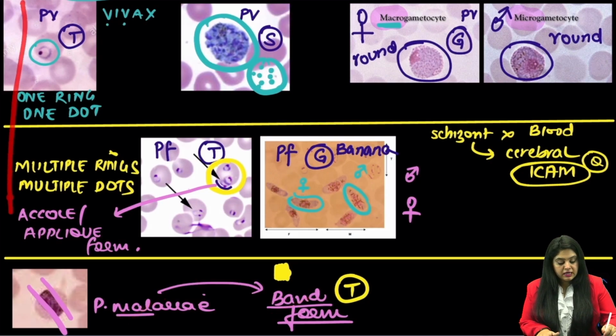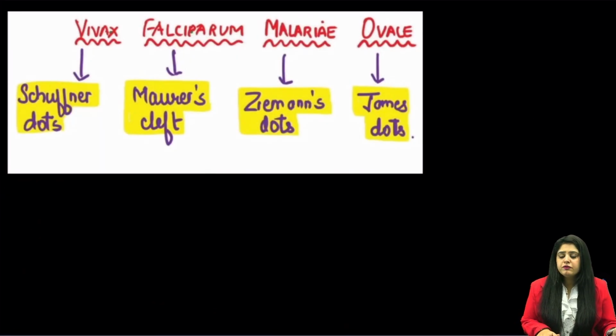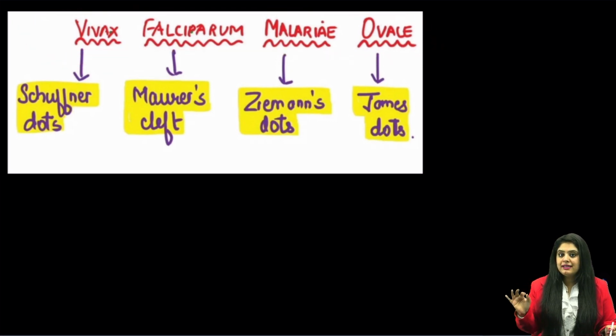But that's not it. Other than these pictures, do we also see some very famous dots that you have to know, which you might not get as pictures, but definitely either match the following questions or some kind of question will come regarding these dots and clefts. So repeat, we have written the four that you have: Vivax, falciparum, malaria and ovale.